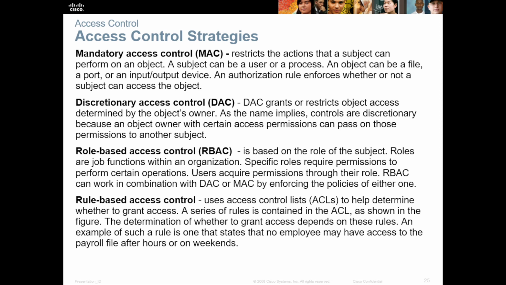We also have discretionary access control. So the discretionary access control grants or restricts object access determined by the object owner. All right. So as the name implies, controls are discretionary because an object owner with certain access permissions can pass on those permissions to another subject. Then there's also role-based access control. So this one is based on the role of the subject.